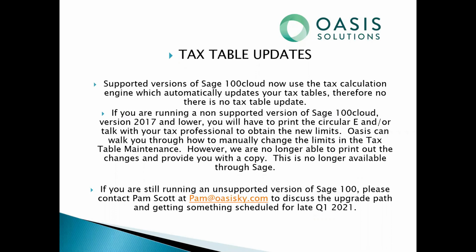And now we're going to talk about tax table updates. Everything we're going to talk about today is going to be about the old payroll, which is basically version 2017 and below, or the new business framework, which is payroll 2.0, which includes the versions 2018, 2019, and 2020. If you are using payroll 2.0, you know that it now uses the new tax calculation engine, and it automatically updates your federal and state and your locals. So there is no need for us to install a tax table update for you at the end of the year.